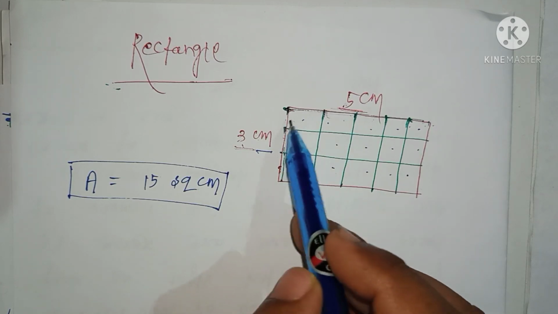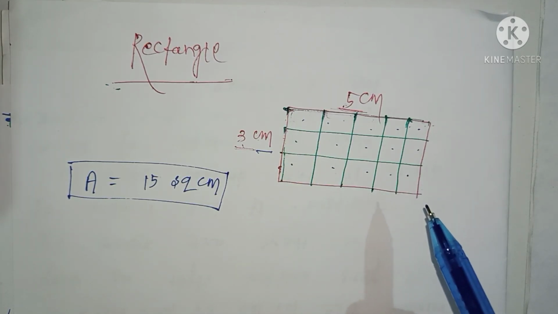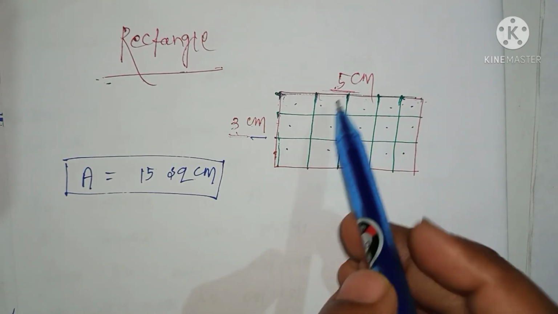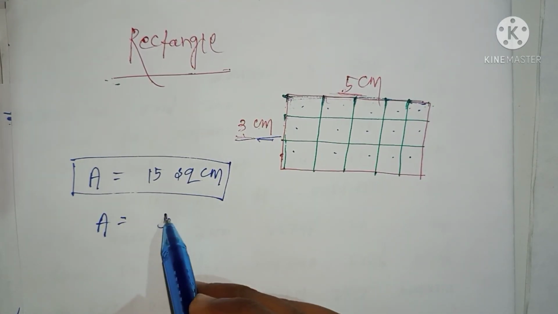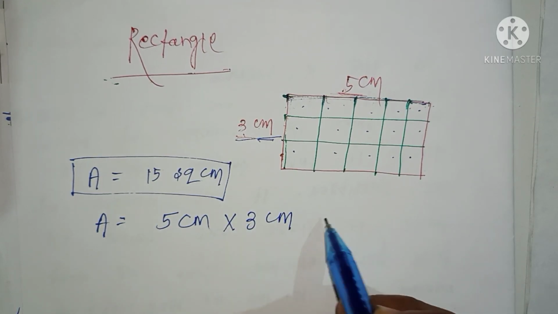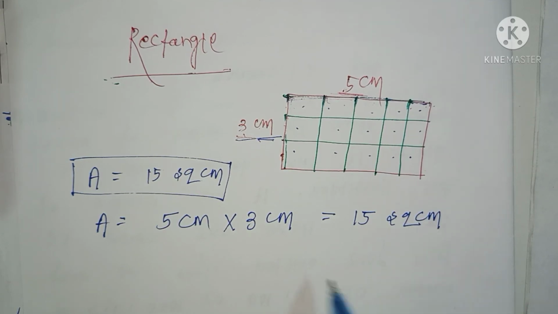But as it was a very small figure, it is very easy for us to find out the area. But whenever I give you some large figure, that time it is very difficult for us to find it out. For this, you just see here the length and the breadth. We can say that if you multiply length by breadth, then also you will get the same result, 15 square centimeter. Yes or no?